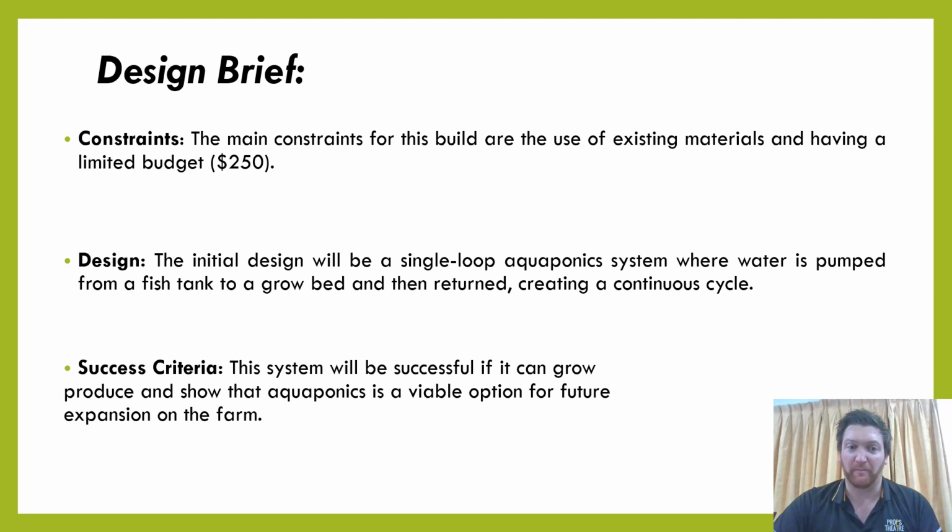Continuing my design brief, there are some constraints. The main constraint for this build is that we're using existing materials and having a limited budget of $250. The design is a single loop aquaponics system where water is pumped from a fish tank to a grow bed and then returned, creating a continuous cycle. This system will be successful if it can grow produce and show that aquaponics is a viable option for future expansion on their farm.